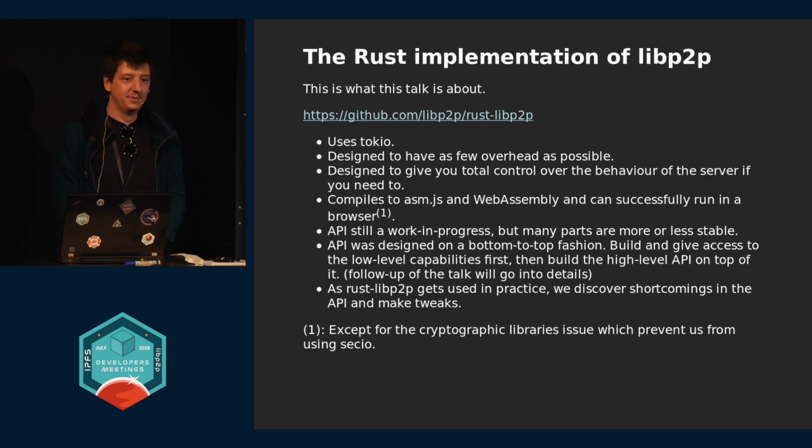And this talk is about the Rust implementation of Libp2p. Otherwise, my slides would have been quite off topic. It uses Tokio, designed to have as little overhead as possible. And one important thing is that when it comes to the API, I've designed it in a bottom-to-top fashion, which means that I first tried to write the most low-level code and expose this, and then build on top of it, on top of it, on top of it.